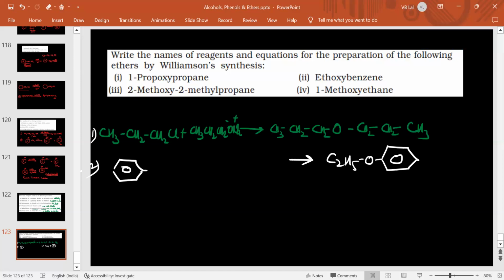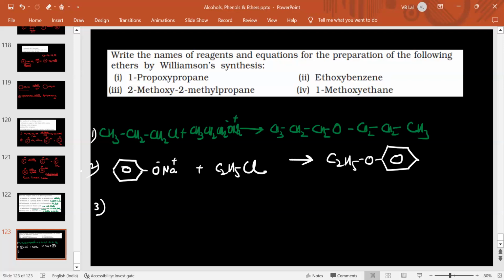So I will take this as phenoxide, sodium phenoxide, and C2H5Cl. If I put a chlorine on the ring, that bond will not break easily. Any element directly attached to the benzene ring, that bond doesn't break easily. So you have to keep that in mind.